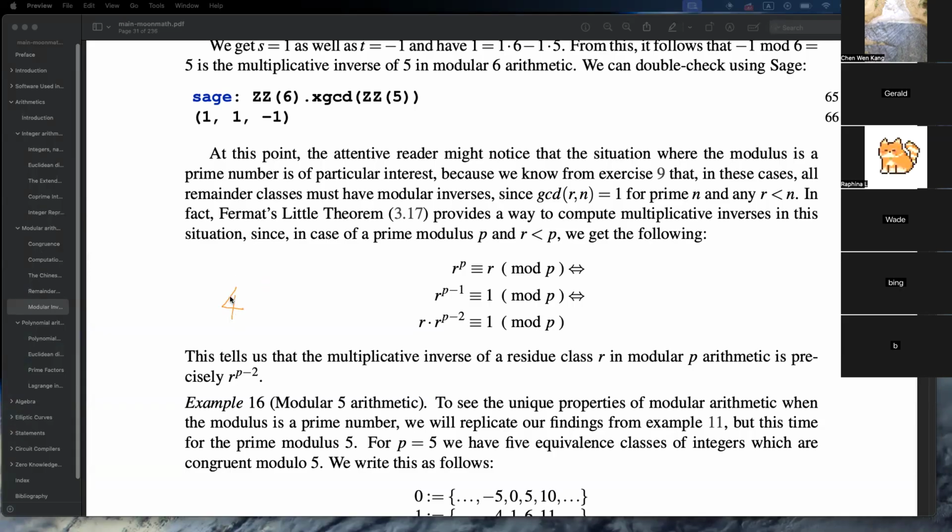4 to the 5 minus 2. Remember to mod 5. So the inverse of 4 using this method should be 4 to the power of 3 mod 5, which should be equal to... it's 4 to the power of 3.